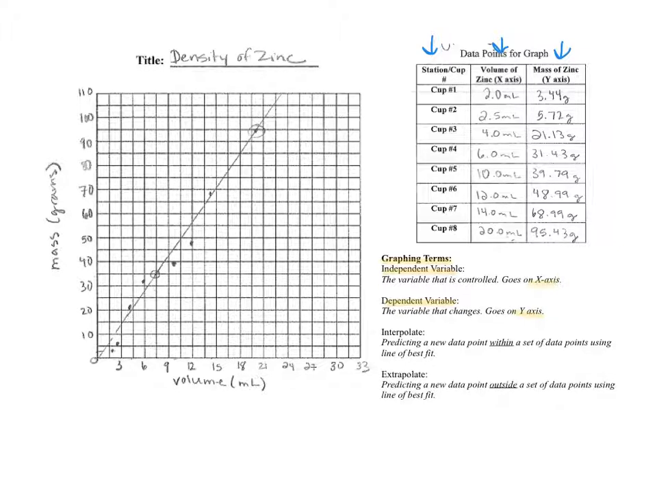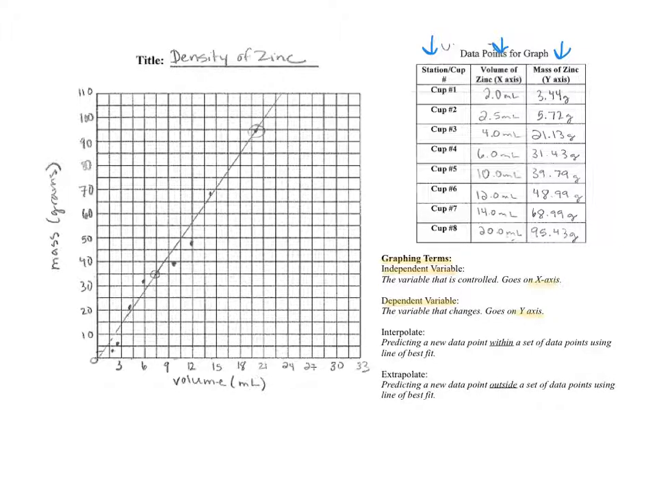Also notice I've got a title. I happen to know if we're looking at the slope of this, so it would be the change in y over the change in x, it's going to be mass divided by volume. I know that that's density. If you weren't sure, you could just say volume versus mass of zinc. That's still a title that describes that graph.